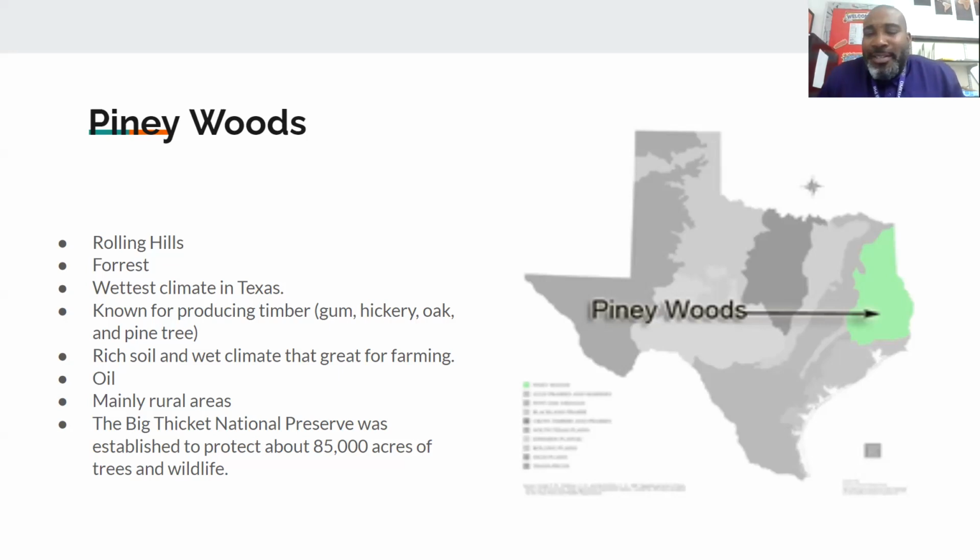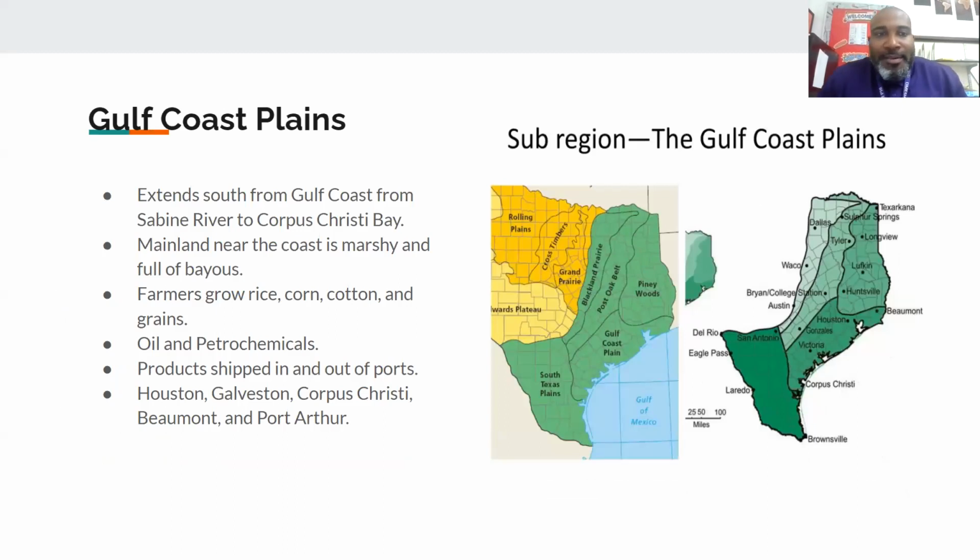Like most places in Texas, the Piney Woods has oil. Oil is going to be very big in Texas. You guys will see that. The Piney Woods has mainly rural areas, meaning that there are not many cities out in the Piney Woods. And like I told you, because they were cutting down so many trees, the government established the Big Thicket National Preserve, which protects about 85,000 acres of trees and wildlife in Texas.